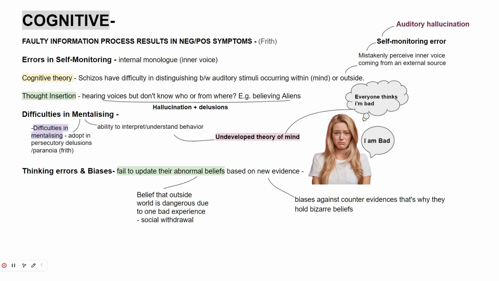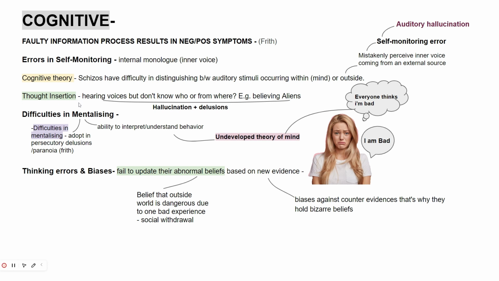So the cognitive theory is that schizophrenics have difficulty distinguishing these auditory stimuli. They cannot distinguish whether this voice in their head is coming from their head or from an external source. They mistakenly perceive that this inner voice is coming from someone else. It could be an alien, it could be their dead relative or anything. So this is a self-monitoring error. They wrongly recognize it, and this is called auditory hallucination.